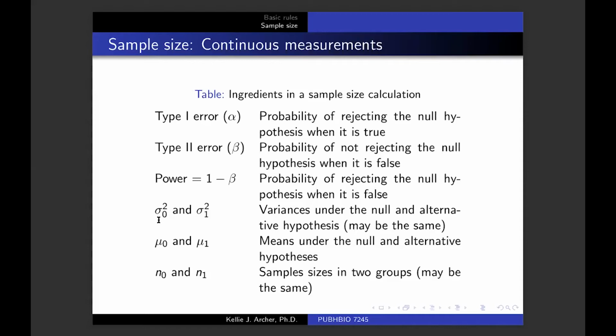The variances under the null and the alternative hypotheses, note that these could be the same. The means under the null and alternative hypotheses. And when we use these quantities together, we can estimate the sample size in two groups for our study.